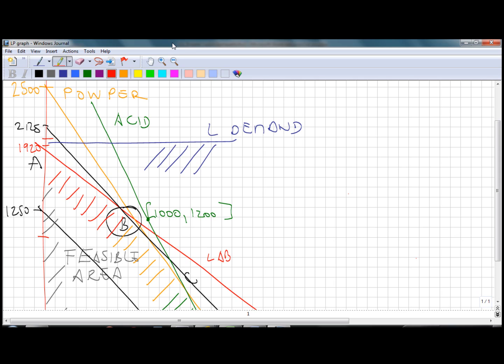Shadow price therefore represents the maximum premium that you should be willing to pay for one extra unit of powder. And clearly you don't want to pay all that amount because you want to save some contribution for yourself.